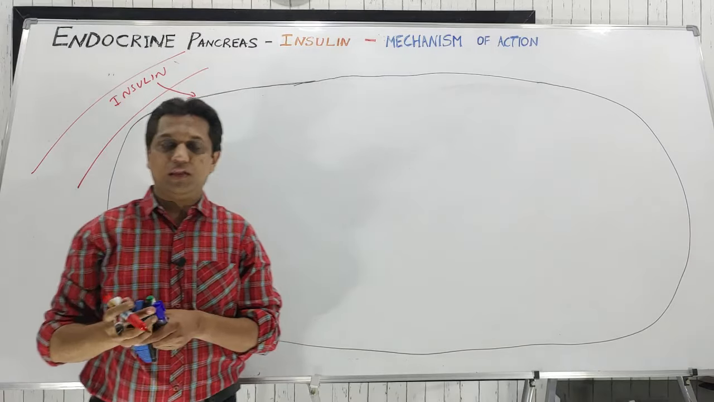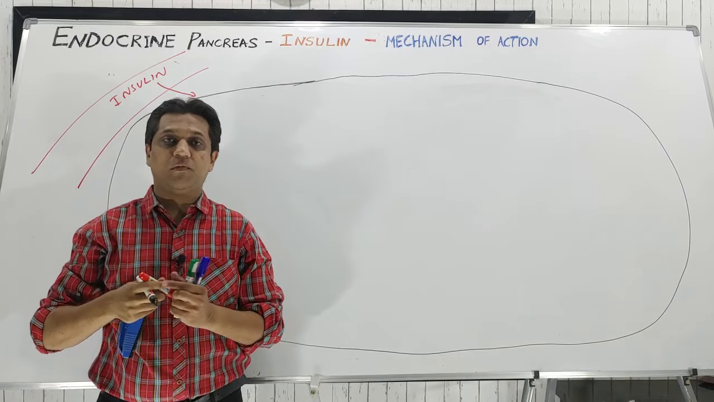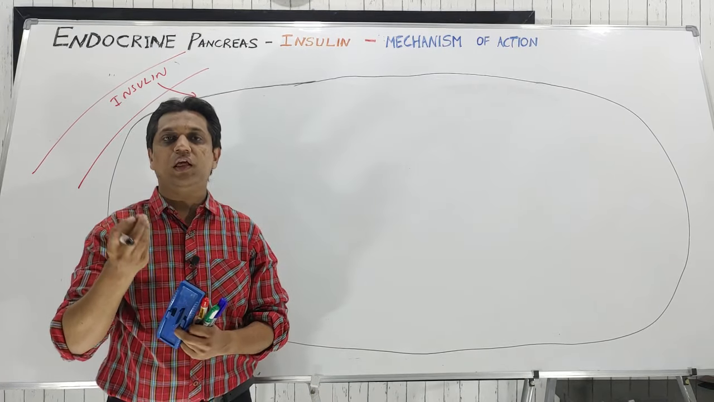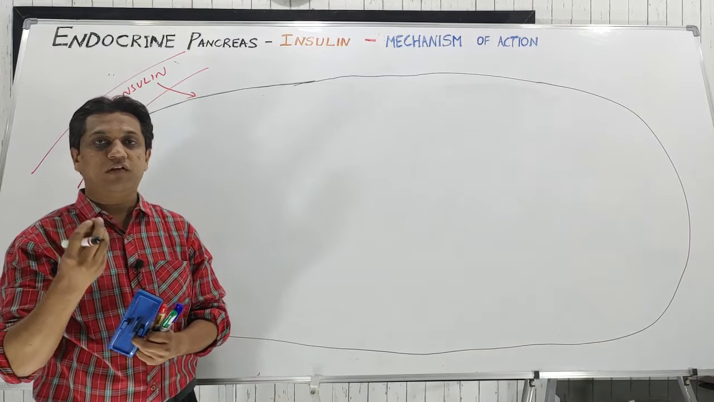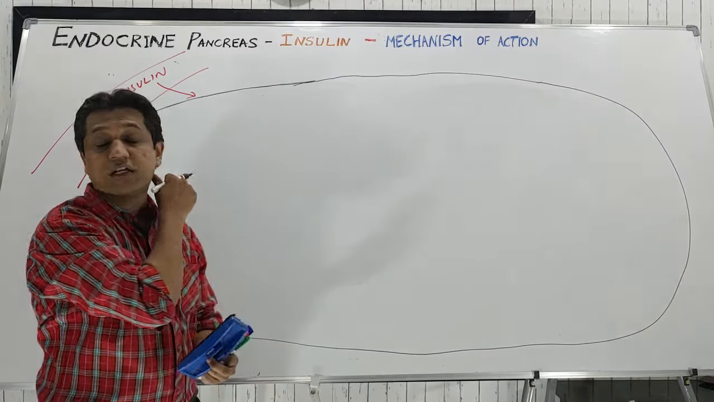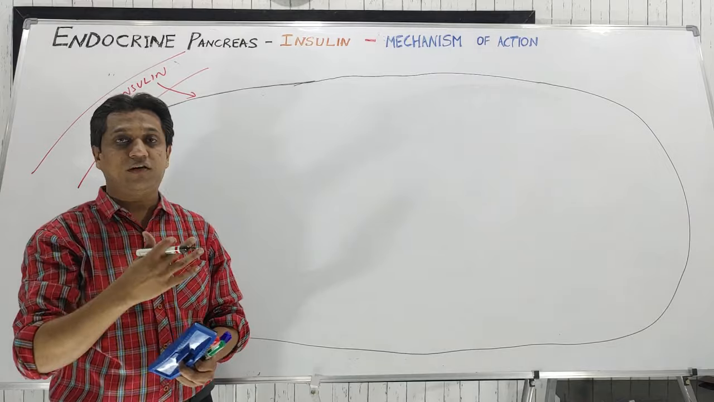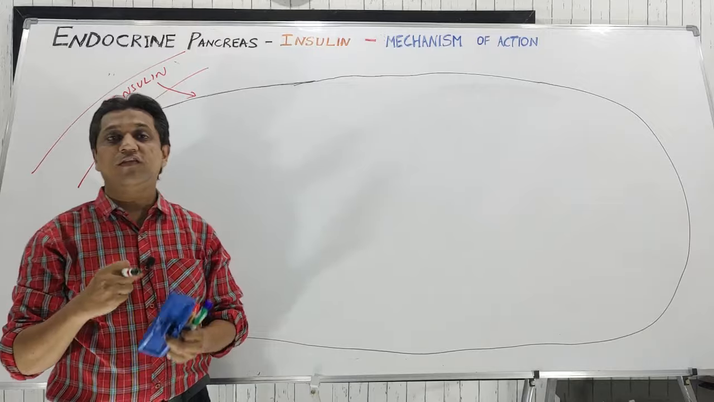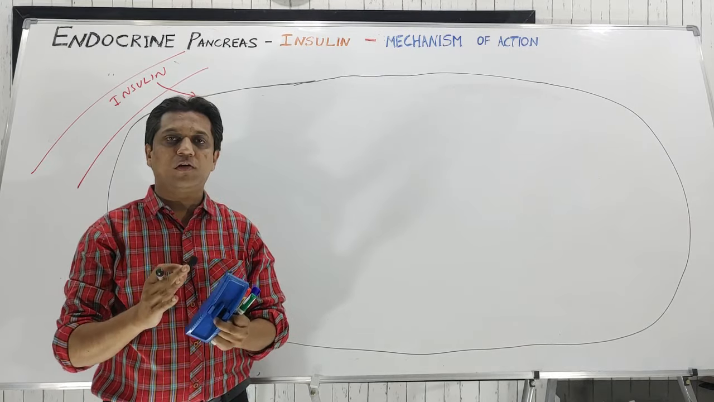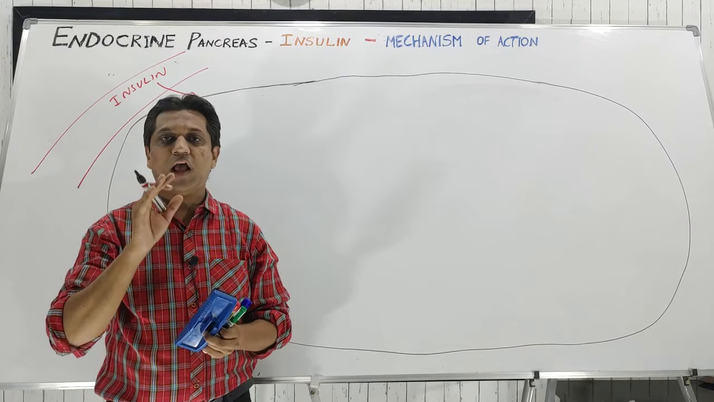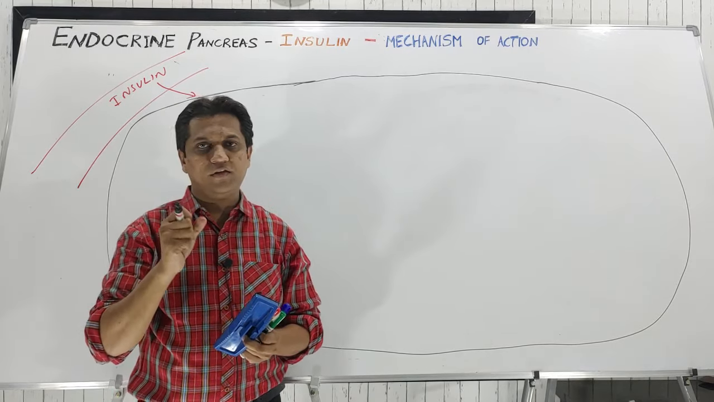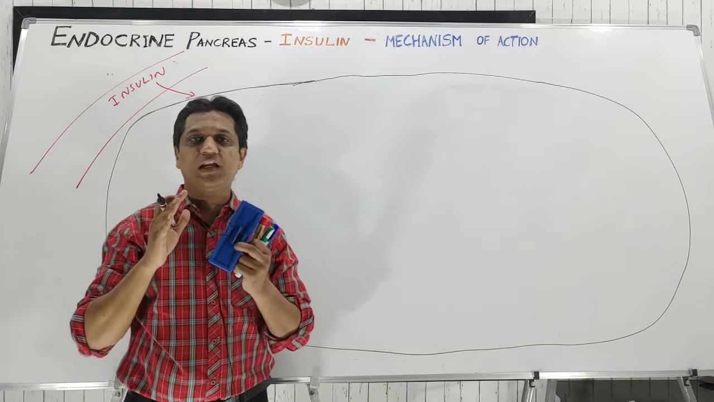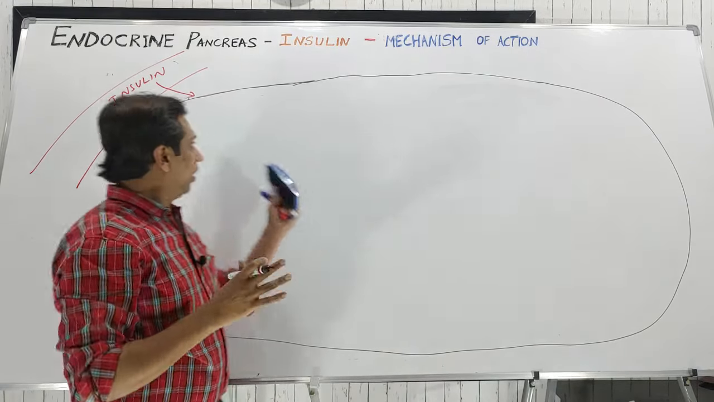Basically the action of insulin is on metabolism, that is carbohydrate metabolism, protein metabolism and fat metabolism. Insulin will lower the blood glucose level by its action on the target cell. How it does that, we are going to discuss today. Now this insulin molecule is a larger protein molecule of 51 amino acids, and it is a very polar molecule, so it can't cross the cell membrane. So how does it exactly act on the target tissue?